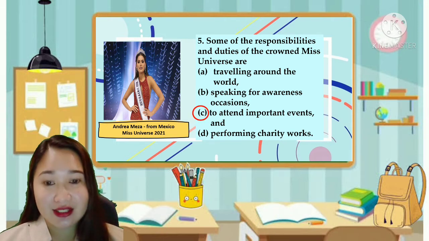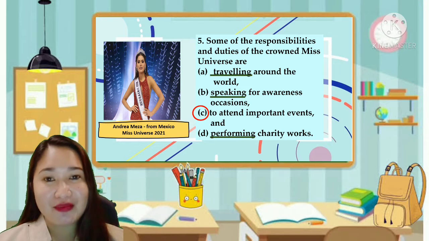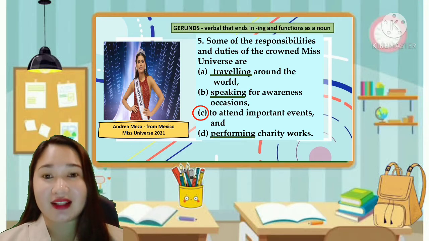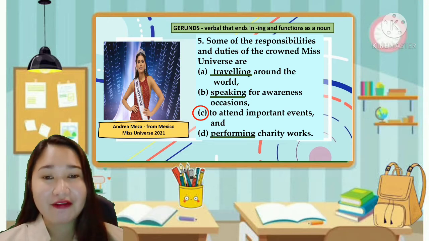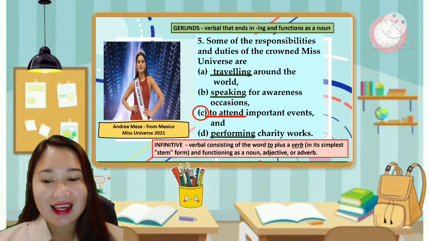Correct, it's letter C. Traveling, speaking, and performing are examples of gerunds. They are verbals that end in -ing and function as a noun. While "to attend" is an example of an infinitive. It is a verbal consisting of the word "to" plus a verb in its simplest stem form and functioning as a noun, adjective, or adverb.